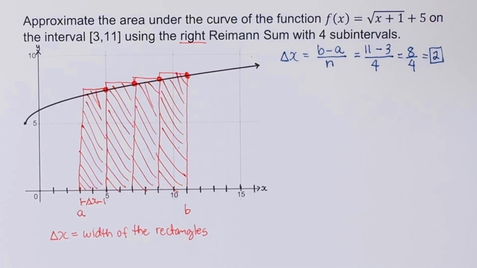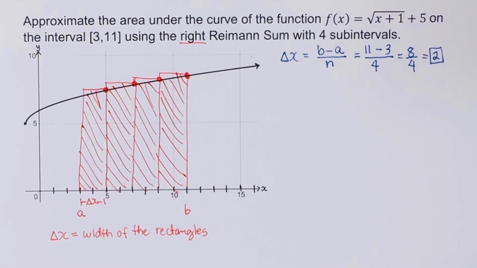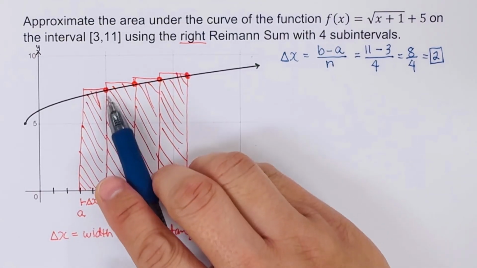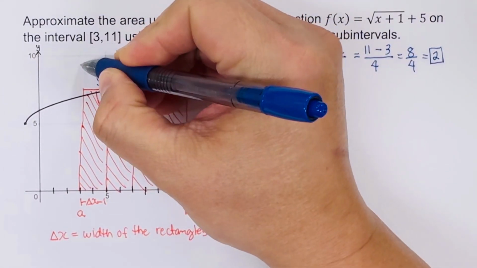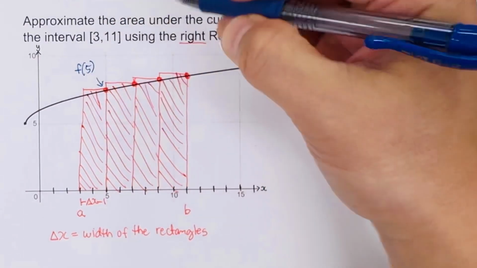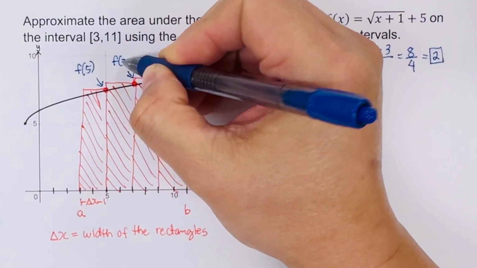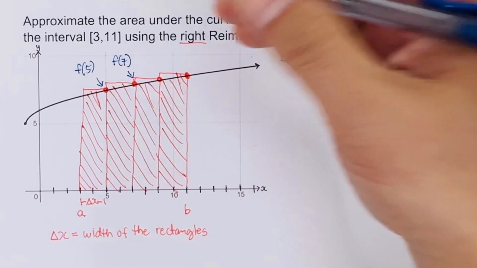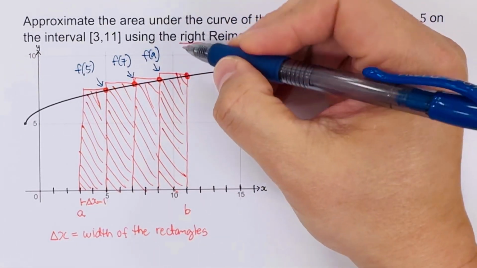Now, the next thing that we need to figure out is that we know the formula for the area of a rectangle is length times width, and we already have the width. Now, we're going to find the length of each of these rectangles. To find the length, we're going to determine the height of these. We're going to find the y values, which we represent as f of x. In this case right here, we have f of 5. This next height will be f of 7. This one right here is f of 9. And this next dot right here is f of 11.